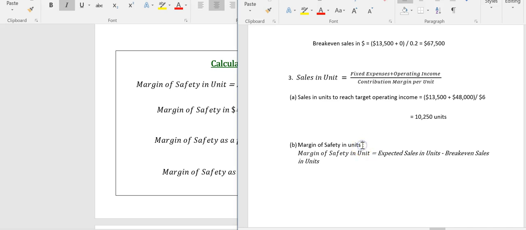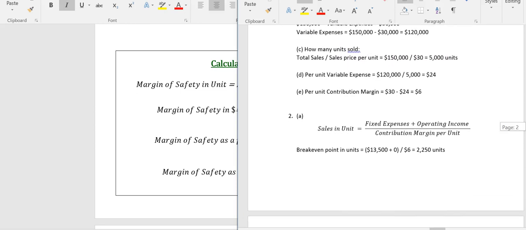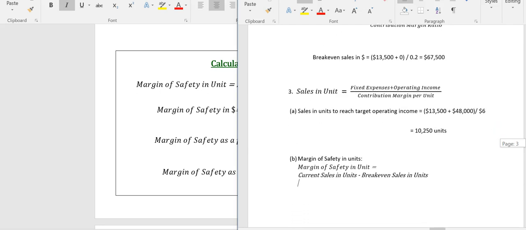Right, so the formula says expected sales, but now they say to check the current sales. So I'll just modify it a little bit: current sales in units minus break-even sales in units. Let's check current sales in units, which we figured out under requirement 1 part C. The company is selling 5,000 units, and their break-even units are 2,250. So we will just take the difference.